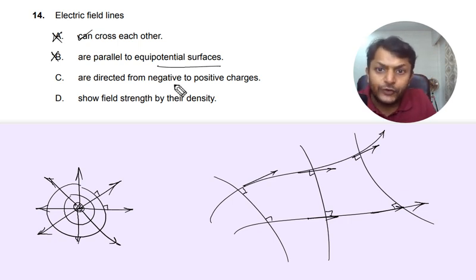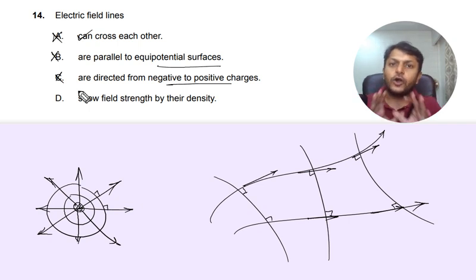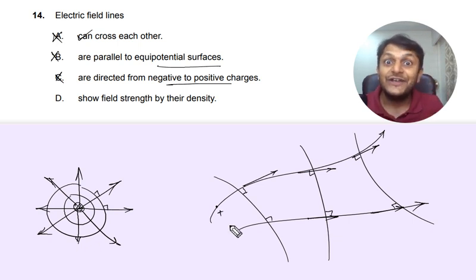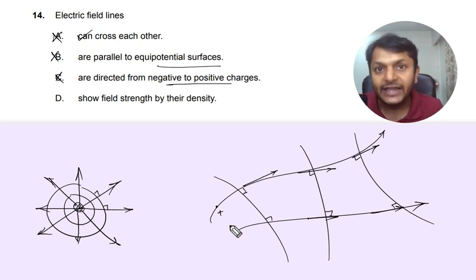Next, they are directed from negative to positive charges. Well, this is absolutely wrong. Why? I have given you one definition of the electric field line. There is another definition. Let's say I have placed a very small positive charge here. Electric field lines are also defined as the path traveled by a very small positive charge when it is placed in the electric field. So the path traced by it will be the electric field line.